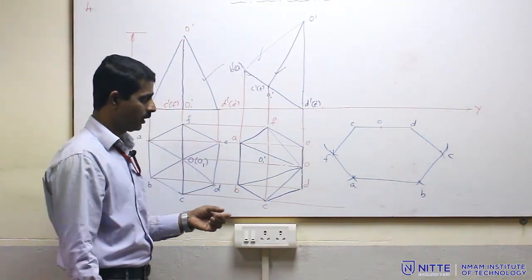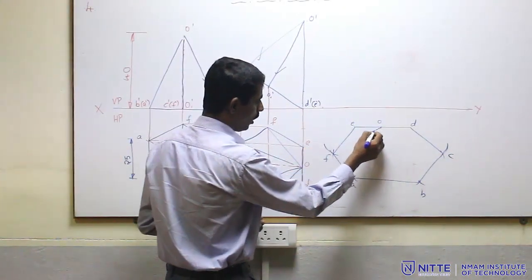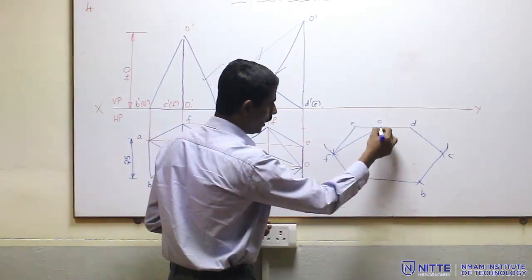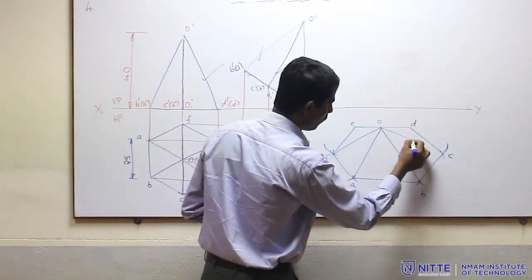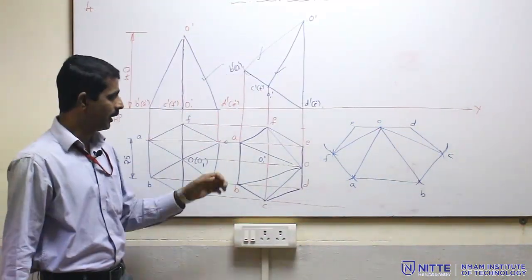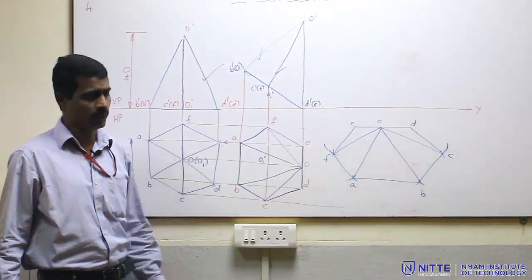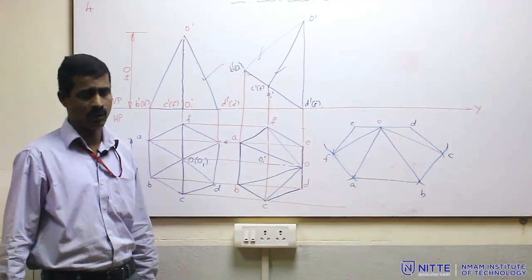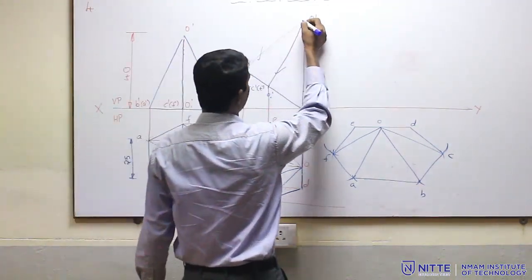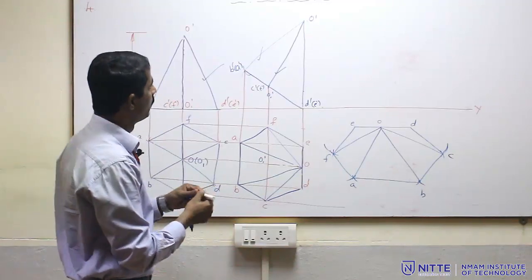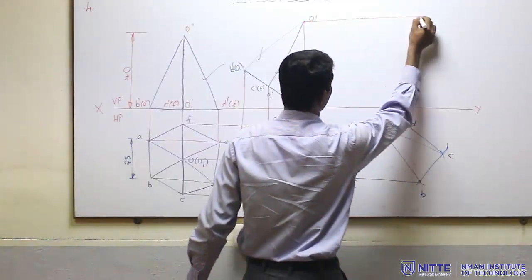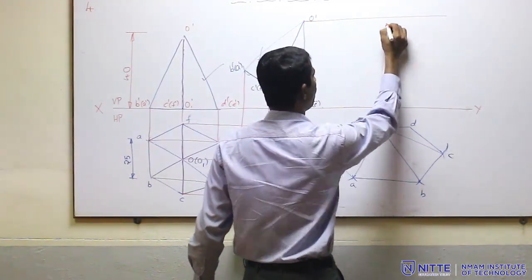Just join them. Okay. So, O is here, I shall join O to F, O to A, O to B and O to C. So, this is how I can reproduce the entire view by just cutting the arcs. Okay. So, now to obtain the final view, let me project O dash and O.